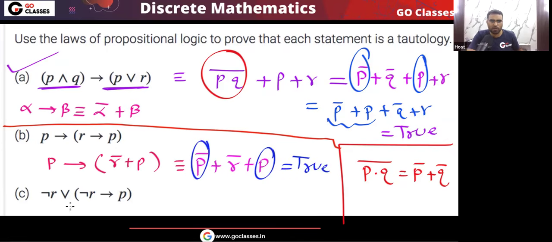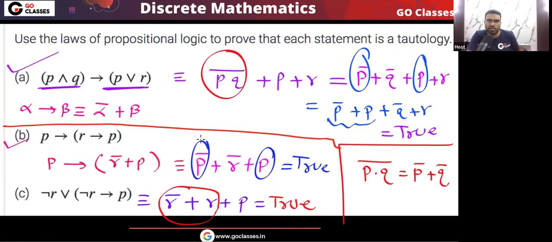Very simple. What about option C? We have done option B also. In option C, you have R bar or. Here again you can apply this rule: alpha implies beta equals alpha bar or beta. So just apply this rule. Here you will get R or P. Again this has become true. True or anything is true. So finally this is also true. So you can notice option A is becoming true, option B is also becoming true, option C is also becoming true. So they are tautologies because they are always true.